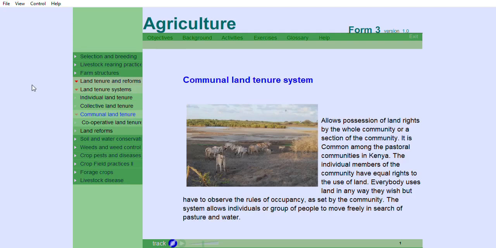Communal land tenure system allows possession of land rights by the whole community or a section of the community. It is common among the pastoral communities in Kenya. The individual members of the community have equal rights to the use of land. Everybody uses land in any way they wish but has to observe the rules of occupancy as set by the community. The system allows individuals or groups of people to move freely in search of pasture and water.